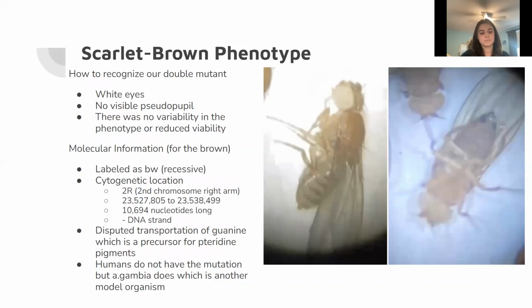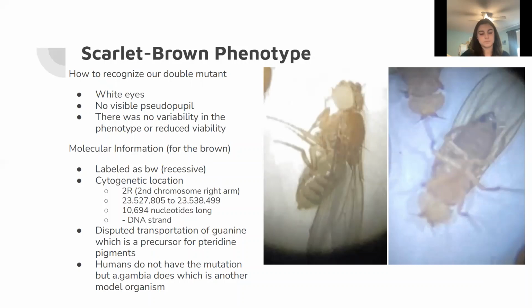So for another mutation we studied, this is the scarlet brown phenotype, which is one of the 4 phenotypes we observed, and also are double mutants. They can be recognized by the white color of their eyes and that they don't have a cytopupil.